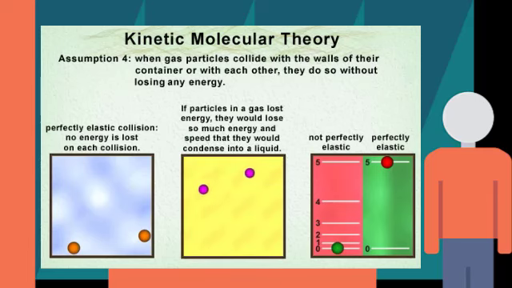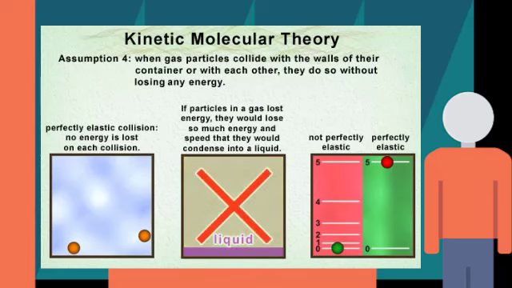If gas particles lost energy every time they collided, they would lose energy and slow down so much that they would change into a liquid. Under normal conditions, gases do not just change into liquids, therefore the collisions of gas particles must be perfectly elastic.